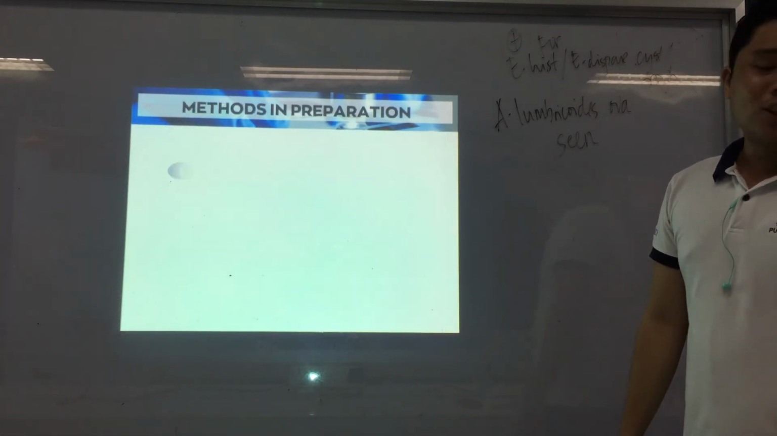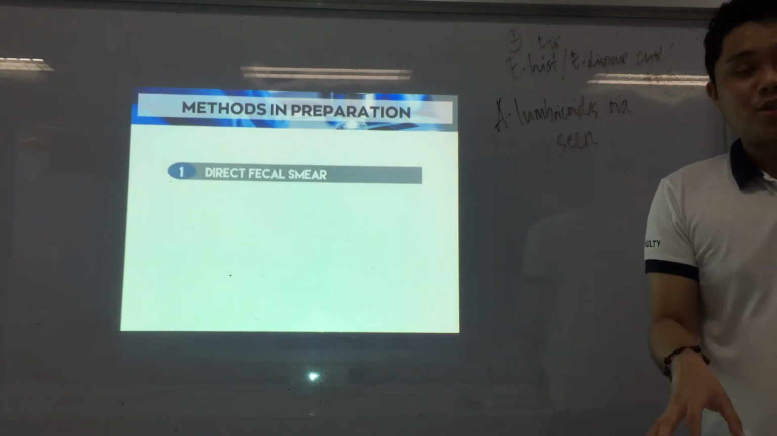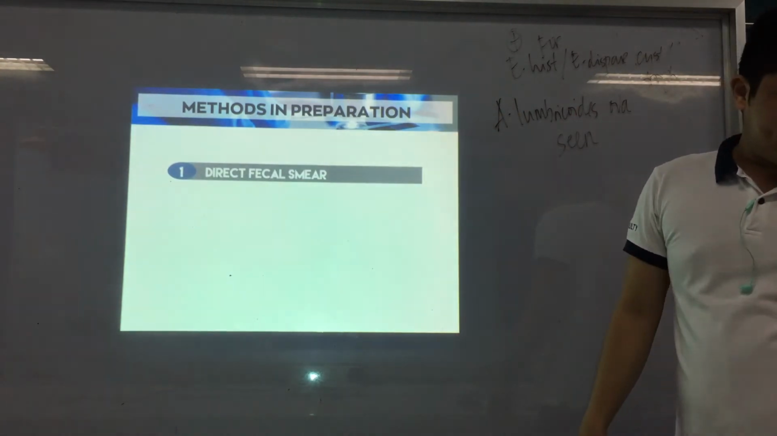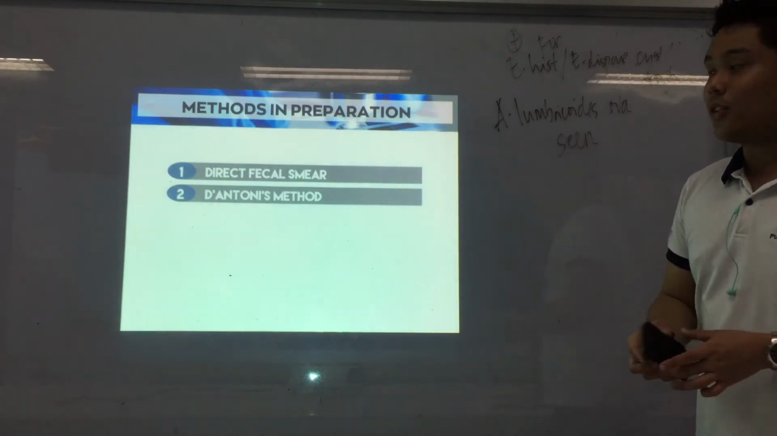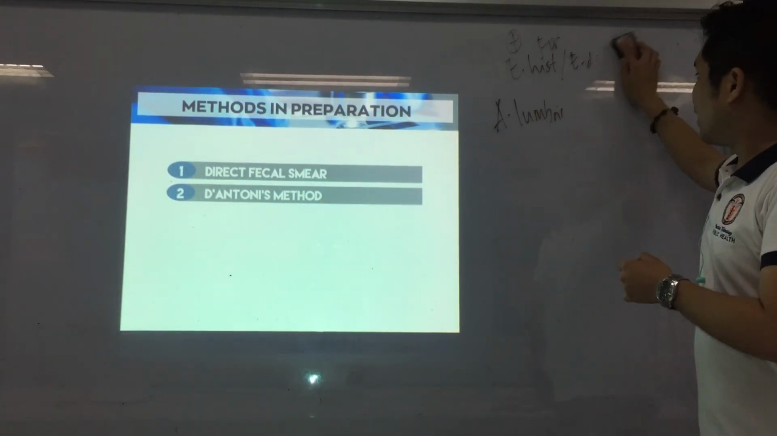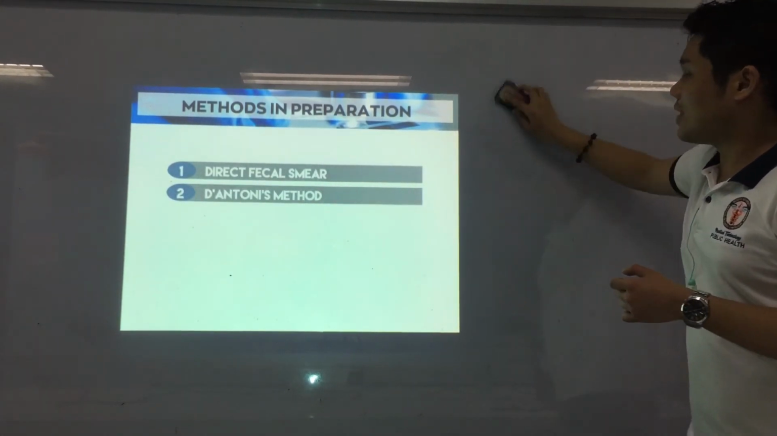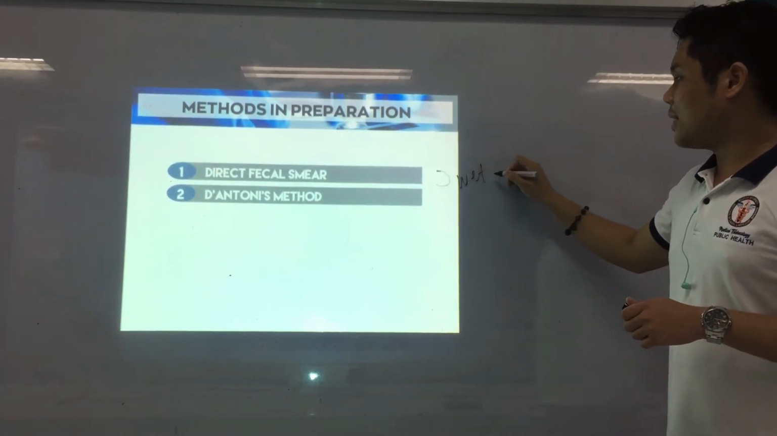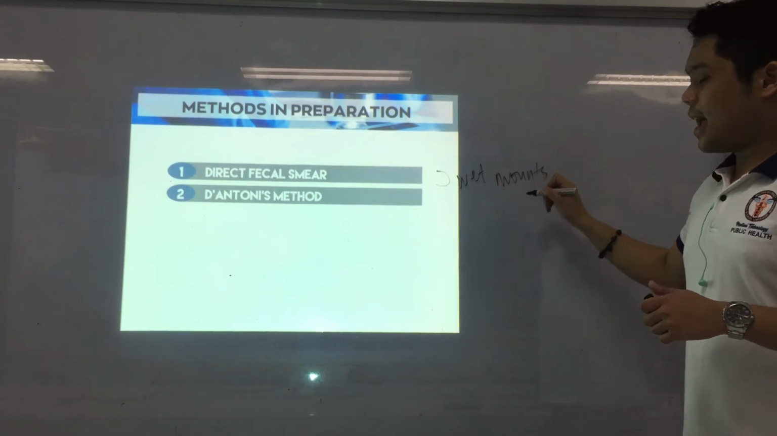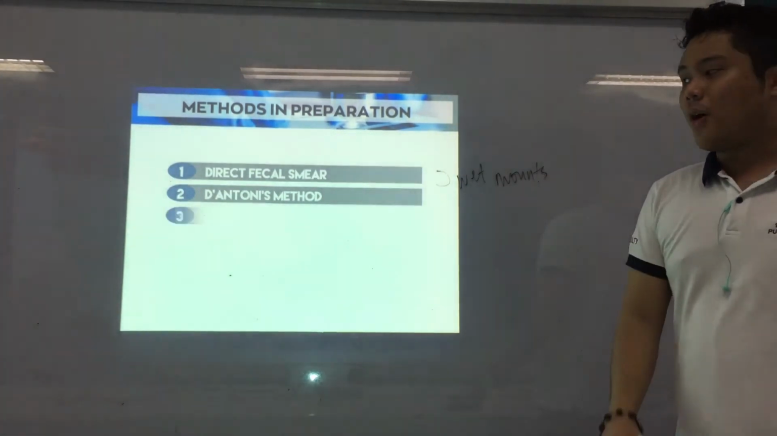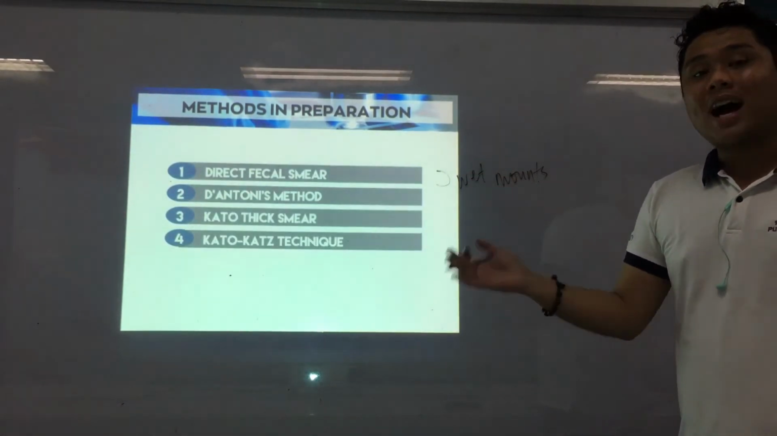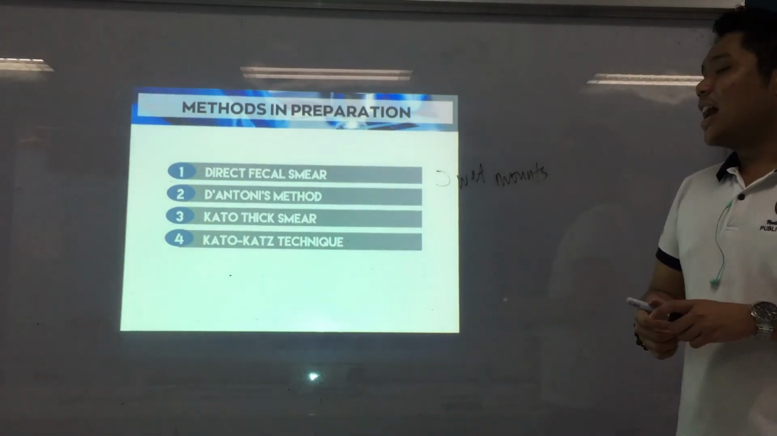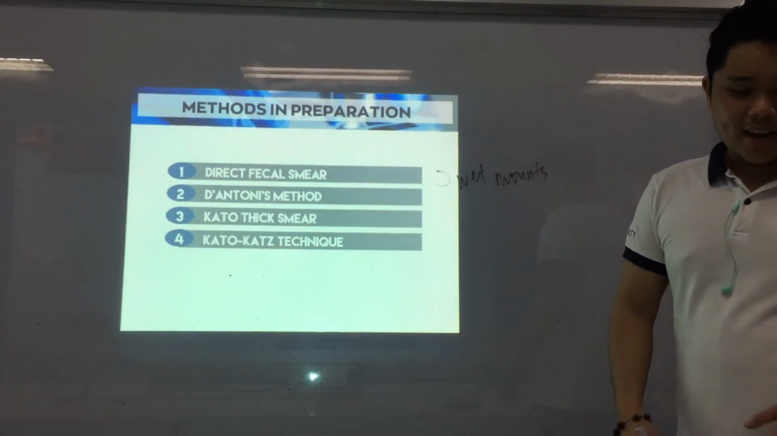Now we go to the different methods in preparation. We'll start first with your direct fecal smear and your D'Antoni's method. These two usually are what we refer to as your wet mounts. And we have another two: the Kato-Thick and the Kato-Katz technique. Now, when you say wet mounts, okay.